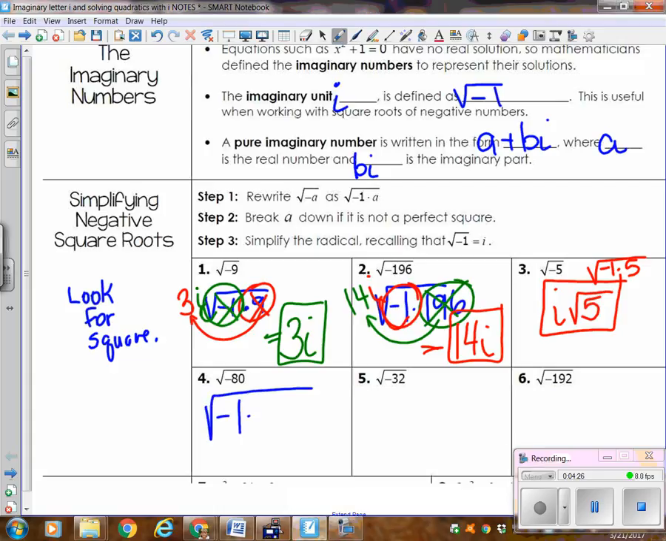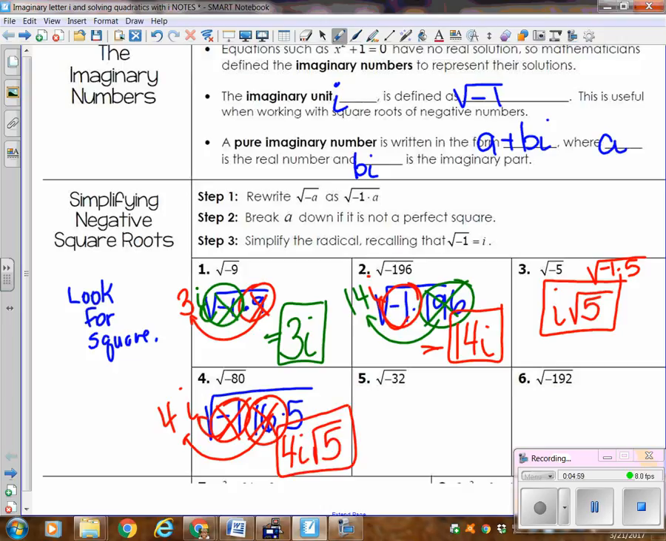Square root of -80. The -1 comes from the negative. 80 breaks down into 16 times 5, I think. I'm going to have some things come out and some things not come out. The square root of -1 comes out as an i. The square root of 16 comes out as 4, so the -1 and the 16 are used. Can 5 come out? No. So my answer is 4i out front, and the square root of 5.